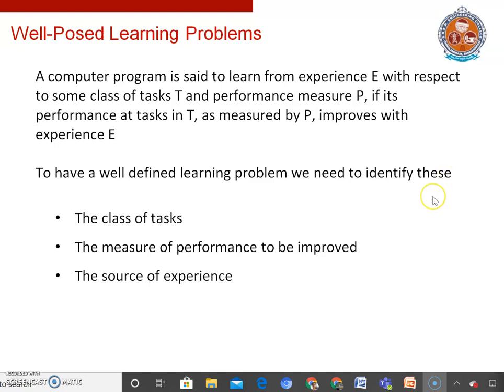To have a well-defined learning problem, we need to identify the class of tasks we want to solve, the measure of performance that has to be improved or which is used to evaluate the model, and the source of experience. So we will be discussing these topics with the help of some examples.